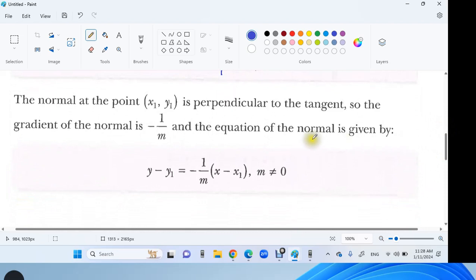So for the normal, we know that when two lines are perpendicular, the multiplication of their gradients will be -1. So the gradient of the normal multiplied by the gradient of the tangent will be -1, since they are perpendicular. So the gradient of the normal is -1 over the gradient of the tangent, and it passes through this point. So this is the equation.